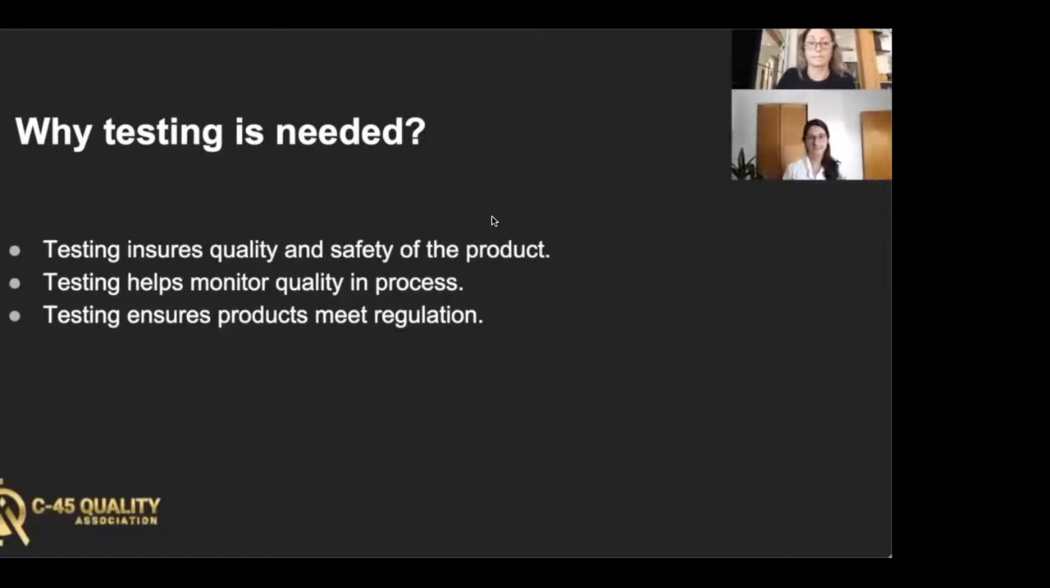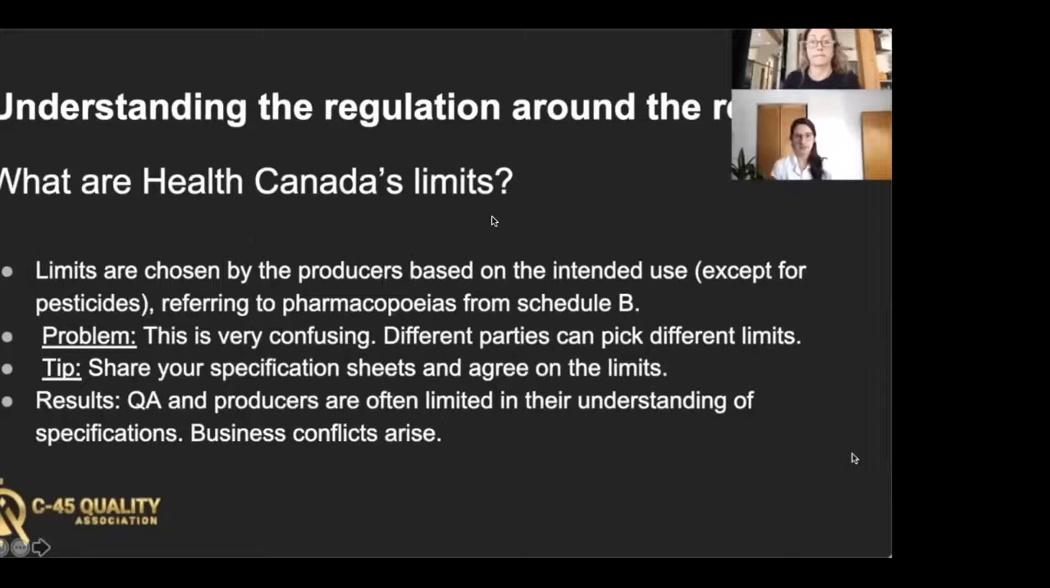If we try to understand what's around the regulation with cannabis, let's take a look at what are Health Canada's limits. Normally, limits are chosen by the producers based on the intended use, except for pesticide. And this is referring to pharmacopoeias from the Schedule B. The problem with that is it's very confusing. We don't really know what are the limits exactly. So what happened is that different party can pick different limits.